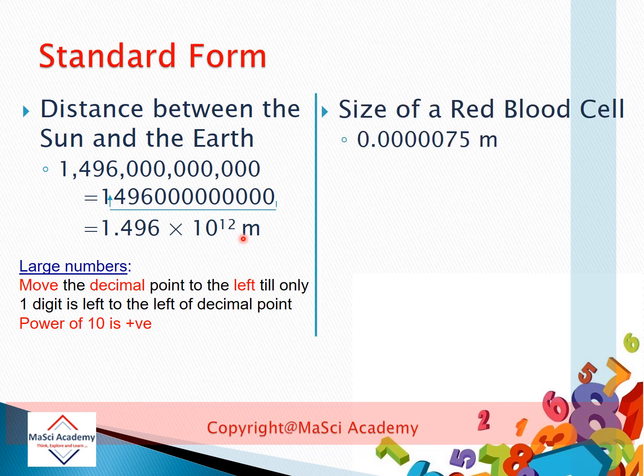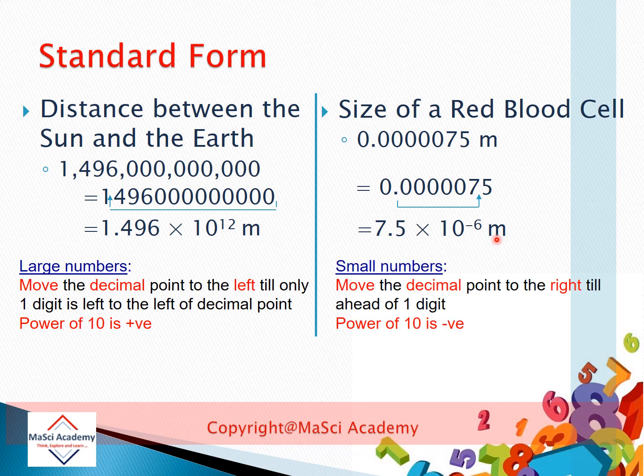The size of a red blood cell is 0.0000075 meters. Again in this case we move the decimal point to the right till it crosses one digit. So the number of jumps involved becomes the power of 10, but it has to be negative in case of small numbers. So it becomes 7.5 multiplied by 10 to the power minus 6. So in case of small numbers, we move the decimal point to the right till after one digit, and the power of 10 is negative.